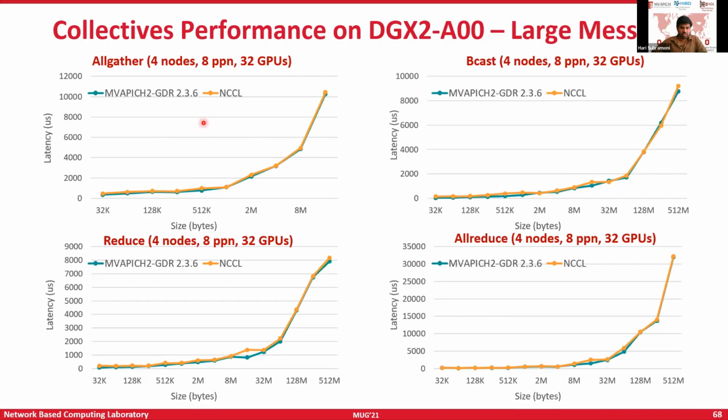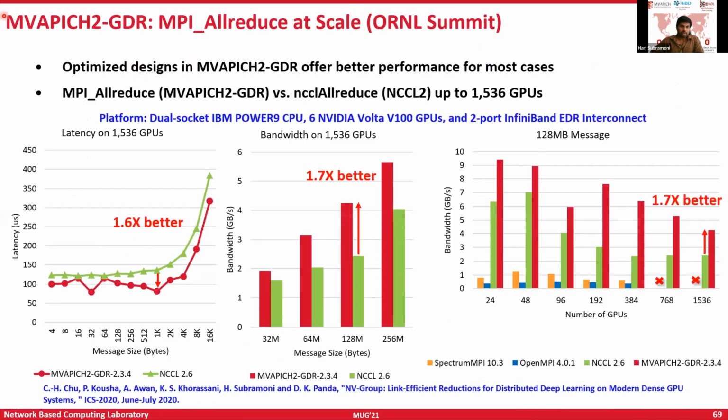While on the large messages, we are able to match NCCL's performance for all the different collectives. This is on 4 nodes with 8 processes per node, for a total of 32 GPUs on the DGX-2 A100 systems. So this is for a small number. How does the performance look when we go to much larger scale? That is what we are trying to look at here.